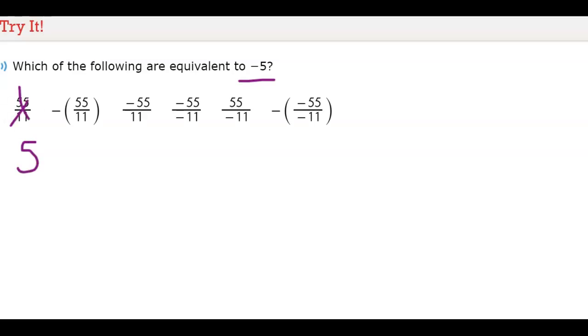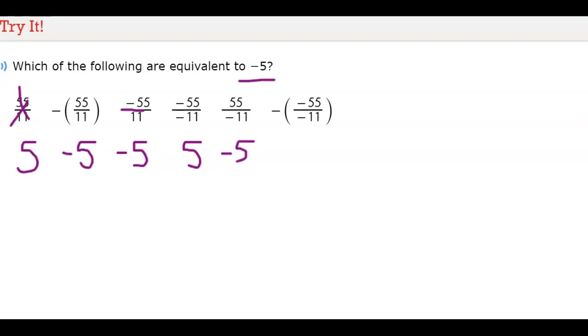Negative outside of parentheses, 55 divided by 11 gives me 5. That negative being on the outside, it has to go into my answer as negative 5. Negative 55 divided by 11 is going to be 5, but it's going to be negative because my top number is negative. Negative 55 divided by negative 11 will be a positive 5, and it's going to stay positive because both of my numbers are negative. 55 divided by negative 11 is 5, and because one of them is negative, my quotient has to be negative.